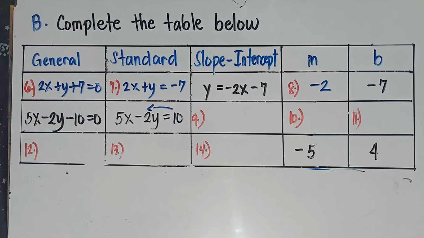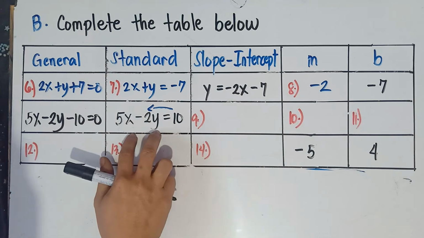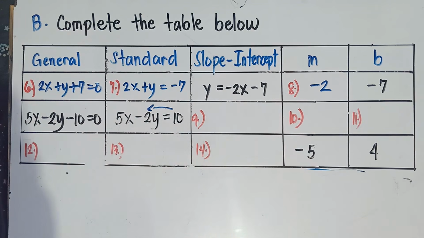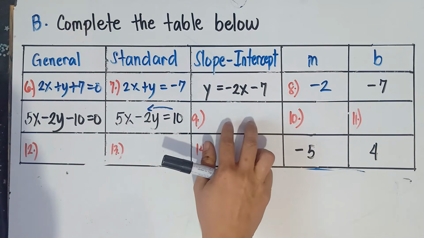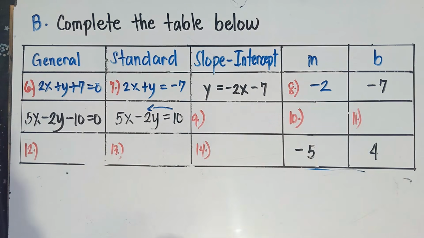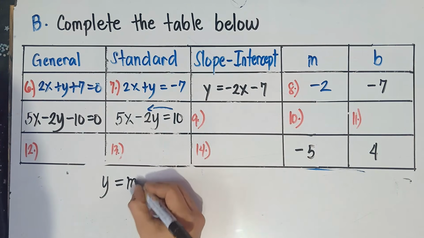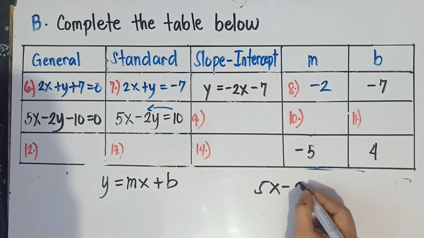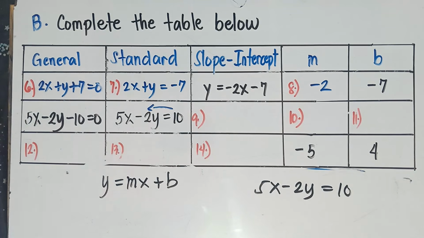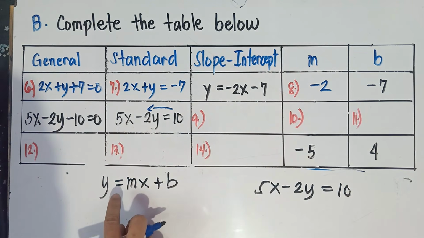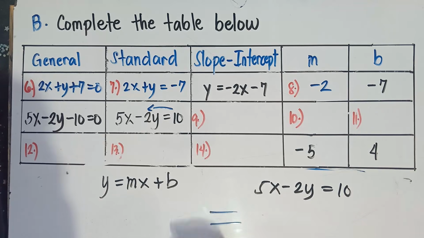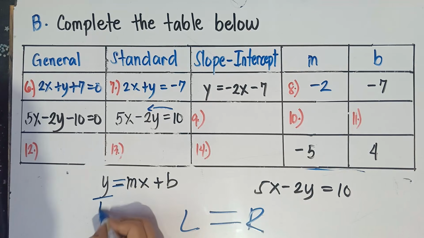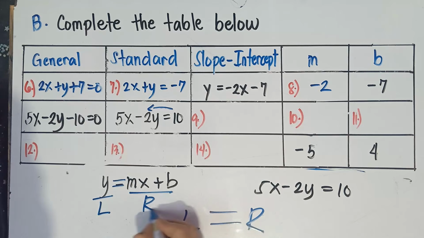Alright, so let's proceed now to number 9. So our given for the standard form, we have 5x minus 2y equals 10. And then we're told to find the slope-intercept form. So once again, the slope-intercept form, that would be y equals mx plus b. And then our given standard form, that would be 5x minus 2y equals 10. So once again, class, in the slope-intercept form, y is on the left side of this equal sign. Once again, class, the equal sign, this is left, this is right. On the left side, class, of this equal sign, that's only y. On the right side, that would be mx plus b.